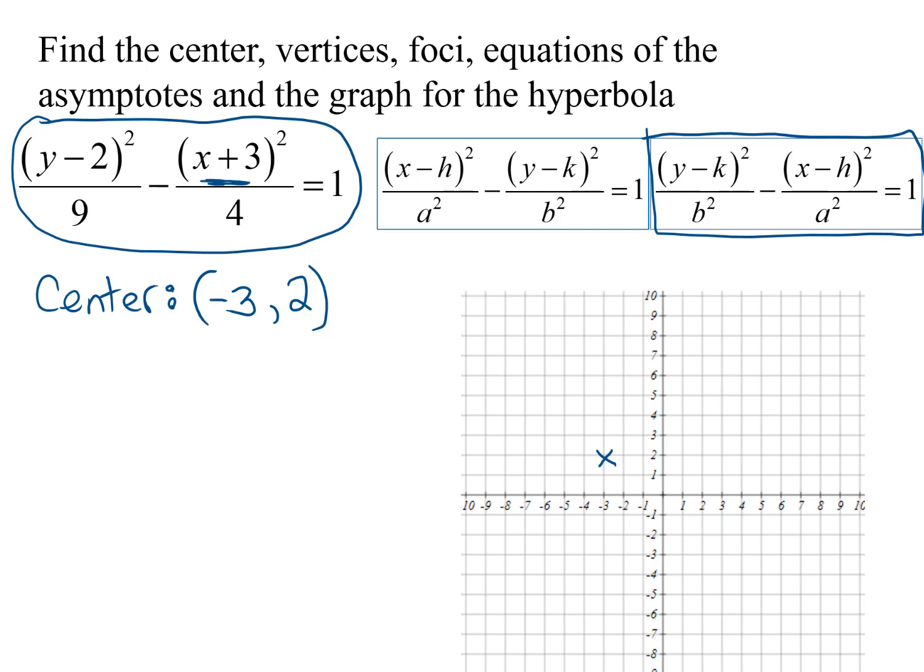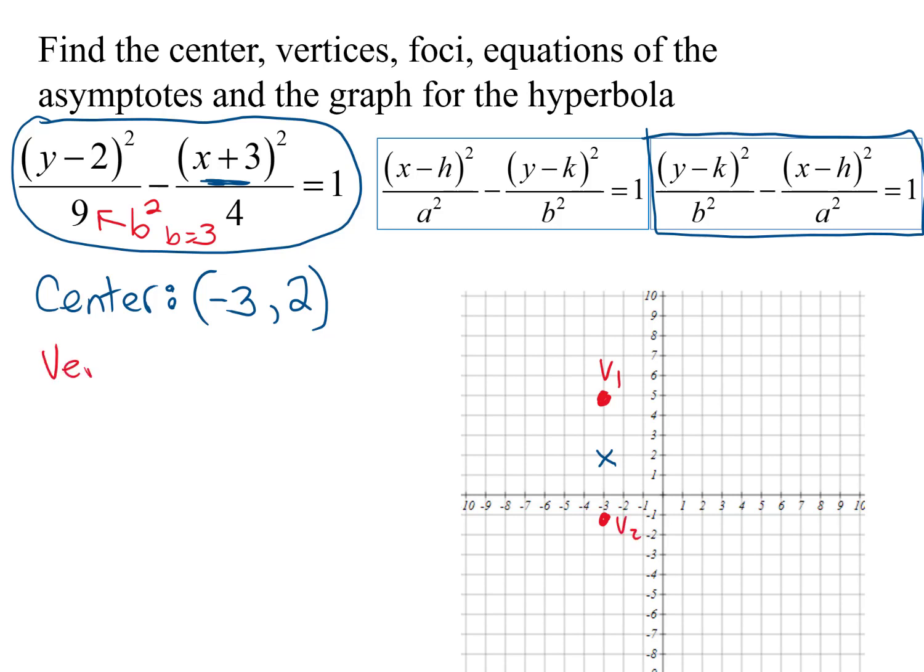All right, the next thing I'm going to do is look at this and see that underneath the y term is always our b squared. So we know that b will equal 3. So from the center, I'm going to go 3 up, and that will be one vertex. From the center, I'm going to go 3 down, and that will be the other vertex. So I've got my 2 vertices.